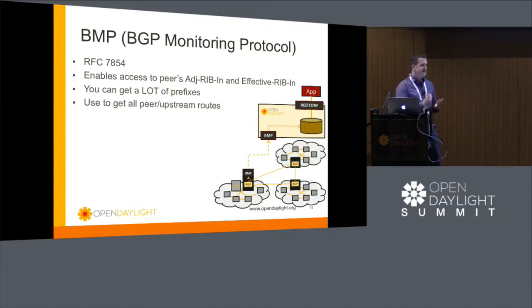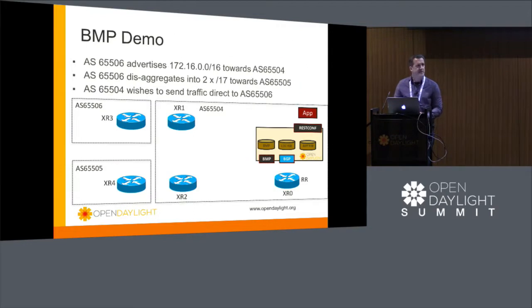Now, of course, the corollary of that is you can get an awful lot of prefixes. So imagine you did have 4 or 5 upstreams, and they're all giving you a full route feed. You're now getting 4 or 5 route feeds' worth of adj-RIB-in, and potentially the same again of effective RIB. But it can be very powerful for any kind of analytics and that sort of thing.